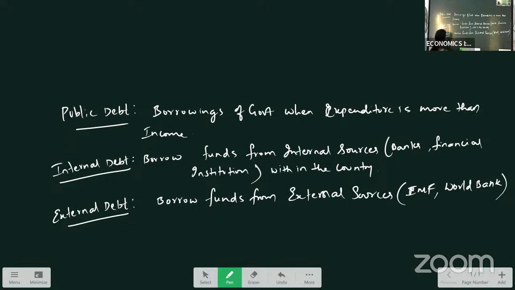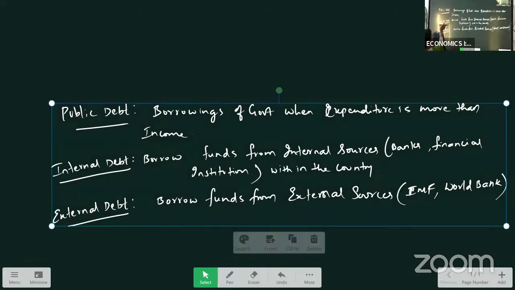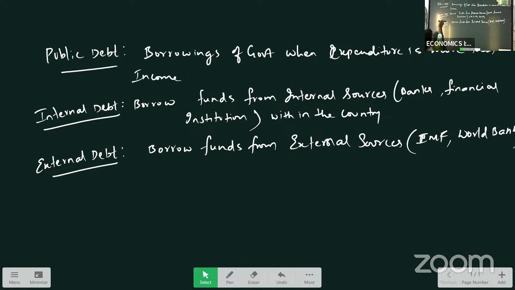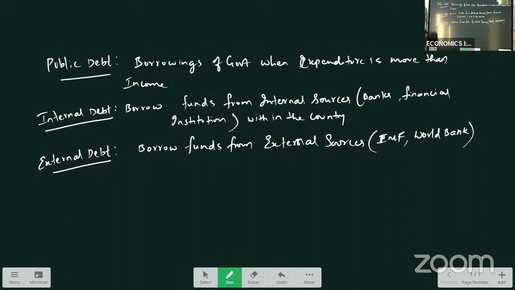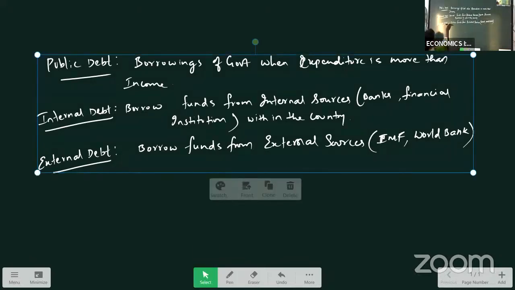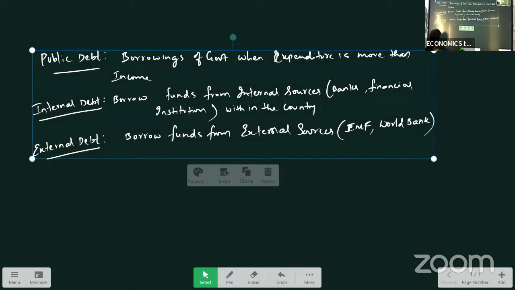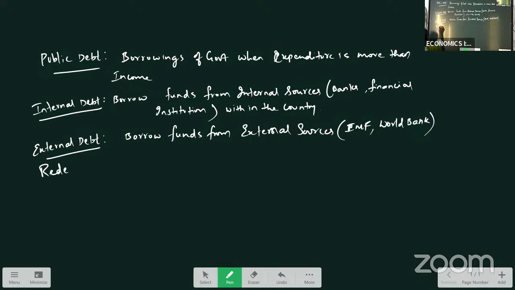Is it clear? Now, we will see when the borrowings are made by the government, they have to repay the debt. Means when you borrow money, you should repay your money back. So even the government also, when they borrow the funds, they will repay them. So that repayment of debt is called as redemption. Redemption, or you can say it as repayment of public debt. Redemption methods of public debt.